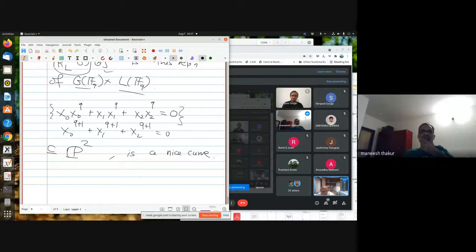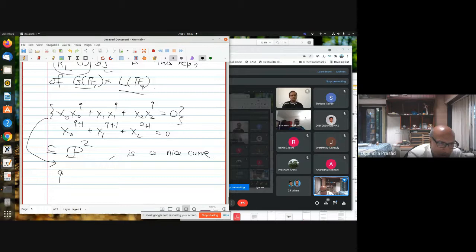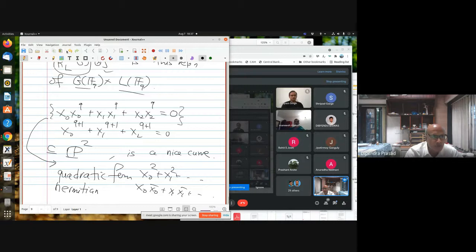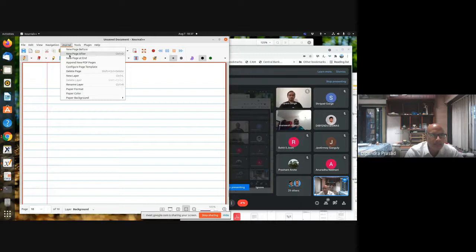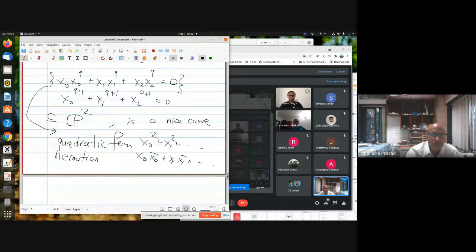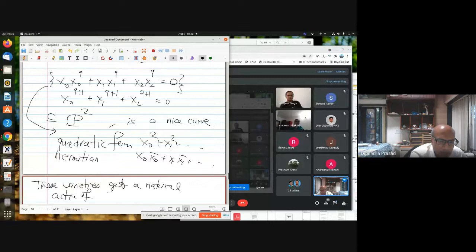So this is an analog of the quadratic form, where you look at x naught square plus x1 square and so on. Here you are looking at x naught bar plus x1 bar plus dot dot dot, and this bar is nothing but the qth power. So it is a Hermitian form. And because it is a Hermitian form or a quadratic form, the corresponding group will operate on these varieties, so these varieties get a natural action of U3 over FQ. And this is one of the Deligne-Lusztig varieties.